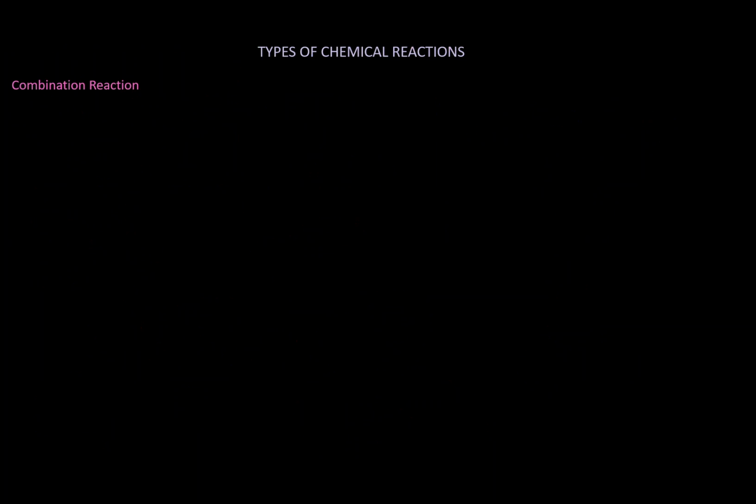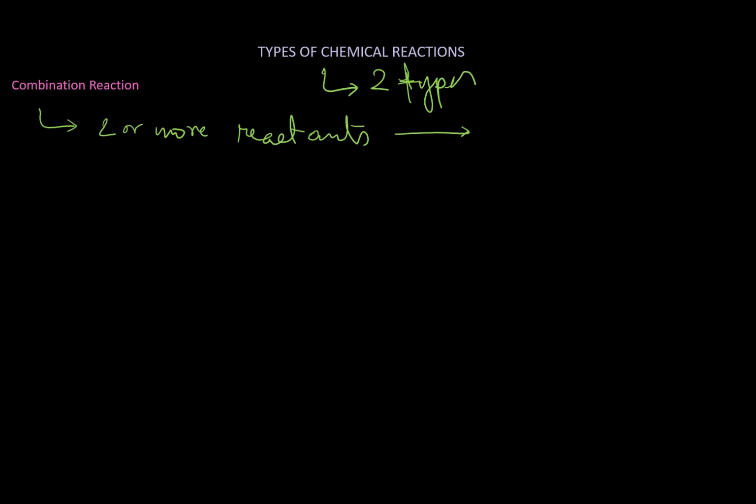Okay, now in this video we will be doing the types of chemical reactions. There are 5 types of chemical reactions, but in this video we will be only covering 2, which are going to be a combination reaction and displacement reaction. In combination reaction, there are 2 or more reactants which combine to form only one product. That could be, say, A and B combine to form AB. They together combine to form AB.